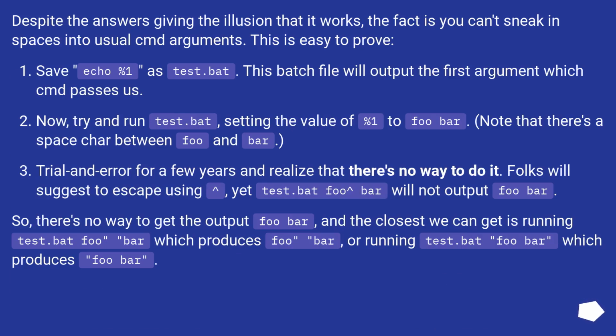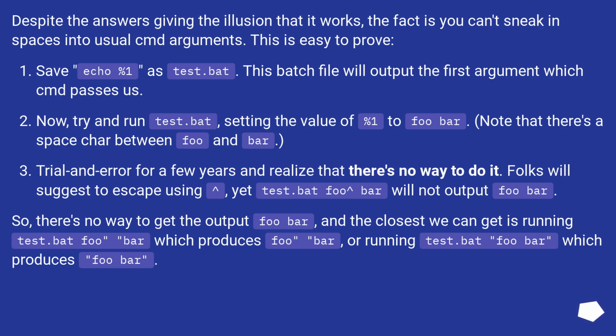Despite the answers giving the illusion that it works, the fact is you can't sneak spaces into usual CMD arguments. This is easy to prove. Save echo %1 as test.bat. This batch file will output the first argument which CMD passes us. Now, try and run test.bat, setting the value of %1 to foo bar. Note that there's a space char between foo and bar.